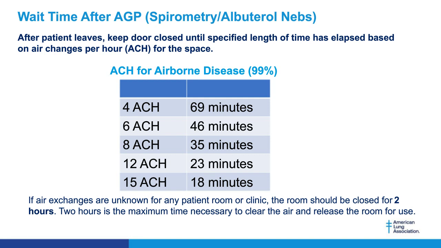And as you can see here, the average clinic room is usually between 4 air exchanges to 6 air exchanges per hour. That's normal for a normal clinic setting. The wait times are 46 and 69 minutes. Even for a negative flow room that has 12 air exchanges per hour, the wait time is 23 minutes. Now, if you don't know your wait time, the CDC is suggesting that the room should be closed for 2 hours. 2 hours is the maximum time necessary to clear the air and release the room for next use.